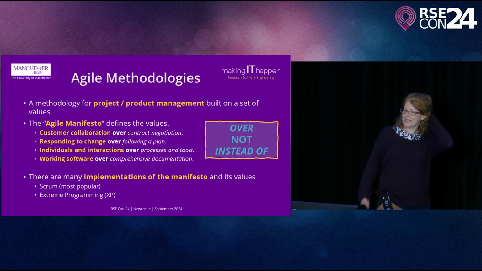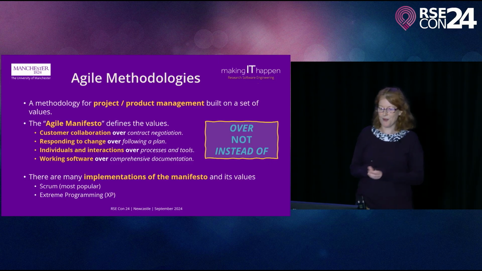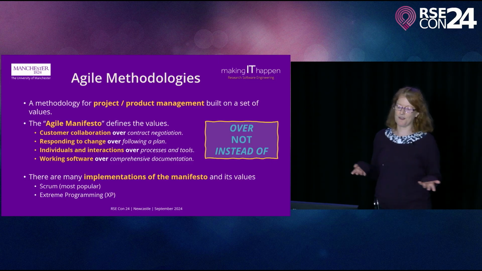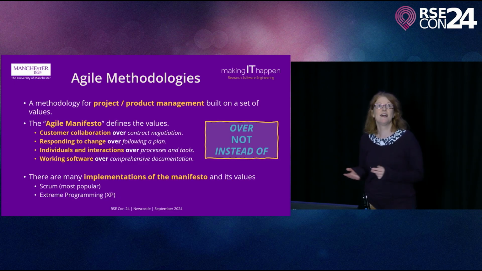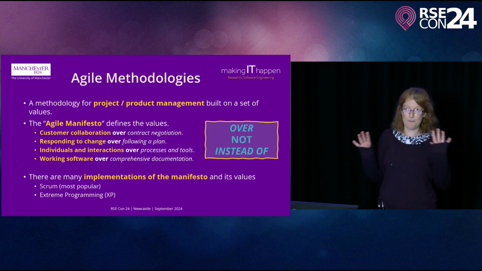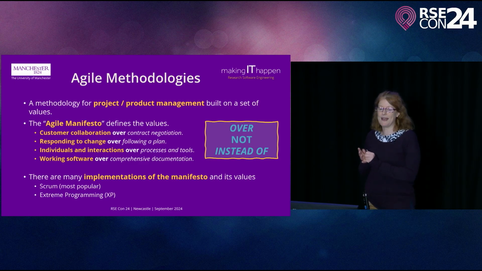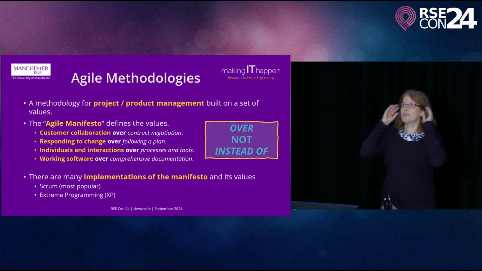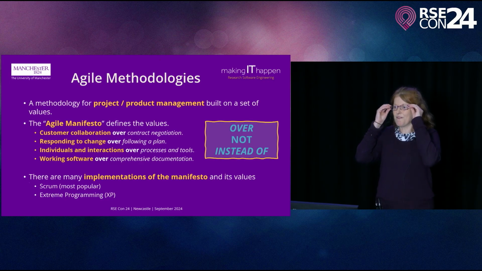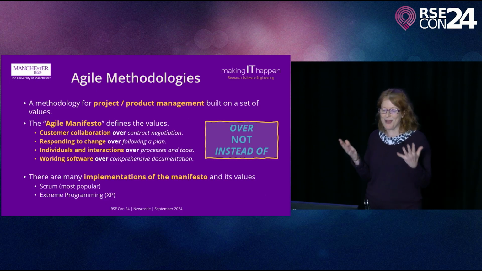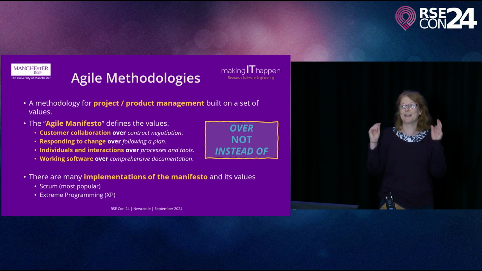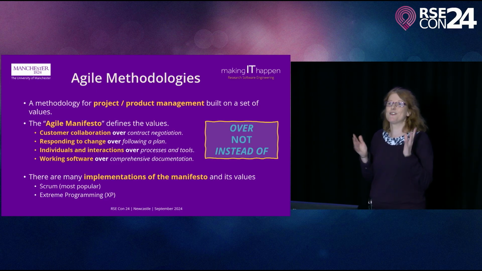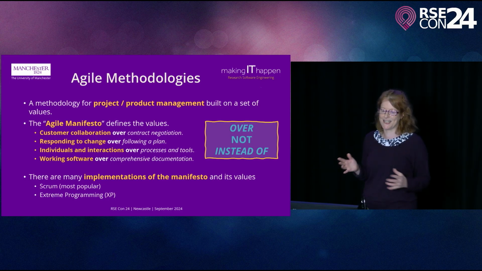So if you notice, it says over, not instead of. So they're not saying forget contract negotiation or following plans. It's just saying that those take the priority. And what we find from using Agile and Scrum is that it really opens up communication with your project group, and it's a really important fail quickly mentality. So you're showing everything as you're going along, you're agreeing what you do, and if it's not going in the right direction, it's really easy to change it.